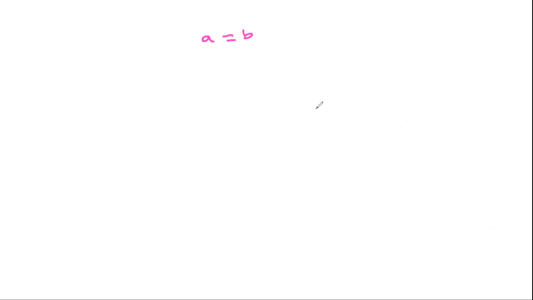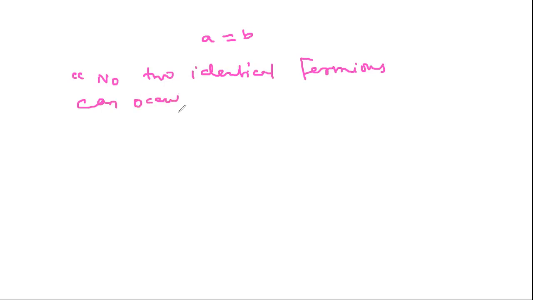So fermions are different. What is the meaning of that? The meaning of that is no two identical fermions can occupy the same state. Let me write it. No two identical fermions can occupy the same state. So this is the rule. No two identical fermions can occupy the same state, because as I told you, when you make A equal to B, the wave function vanishes.